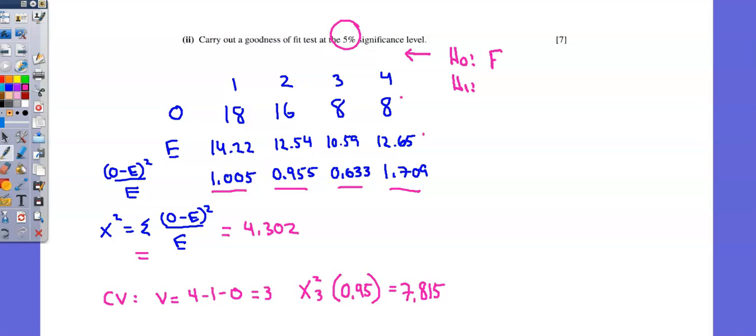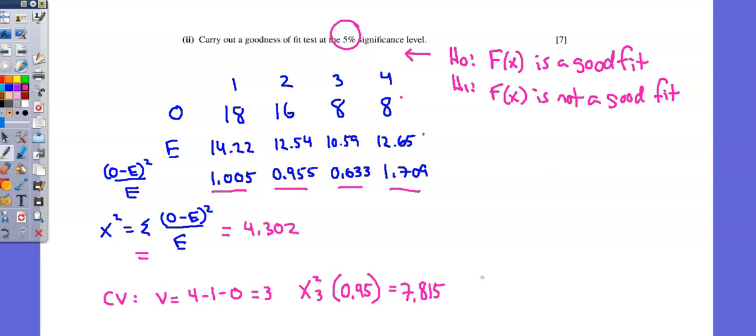The f of x that I have derived from the probability distribution function, or calculated, I should say, is a good fit. Or big F of x is not a good fit.